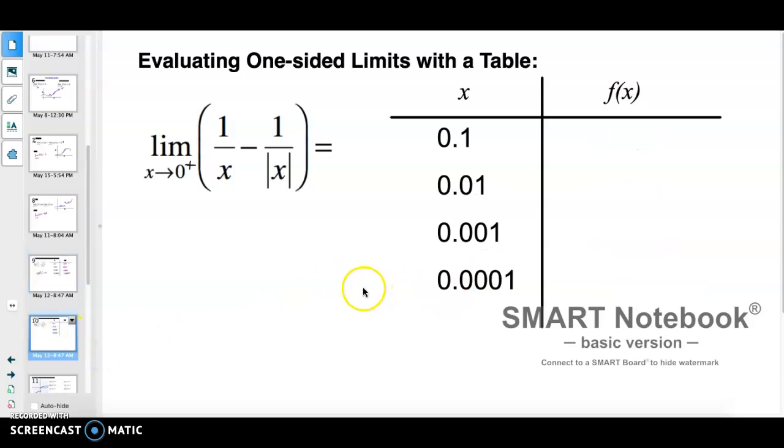When I evaluate it from the right, so if I do x approaches 0 from the right side now, I'm picking positive numbers that are getting closer and closer to 0. So you can see my decimals are getting really, really small. When I evaluated those, my calculator told me 0, 0, 0, and 0. So this function, when I'm getting close to 0 from the right, is approaching 0.